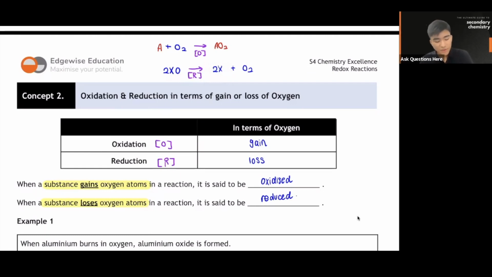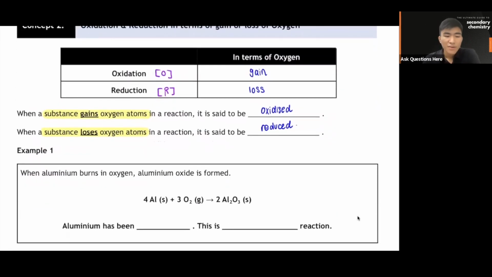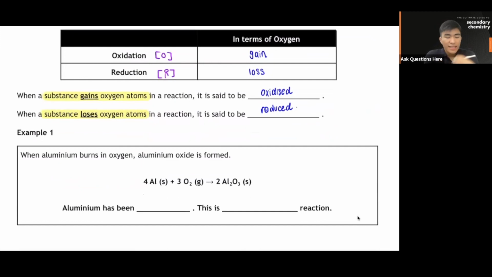Okay, so if you look at this one over here, it may seem confusing to some of you because what is A, what is X? Don't worry. Let's look at the first example to illustrate our ideas. Now, let's look at example 1. In example 1, we look at how aluminum, when it's burning in oxygen, forms aluminum oxide. So the equation looks something like this.